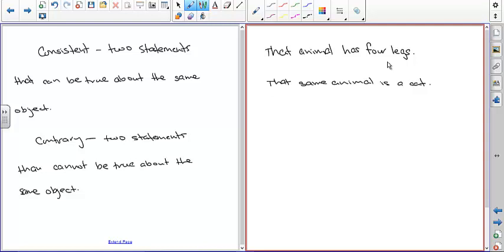So that animal has 4 legs, so that's one statement. That same animal is a cat. So the question is, can those two statements be true about the same object? Well, in this case, the object is the animal. So can an animal have 4 legs and that same animal be a cat? Yes. So those are consistent statements, and that's what you have in the homework. You have to say whether they're consistent or contrary. So can this be true as well as that being true? Yes.